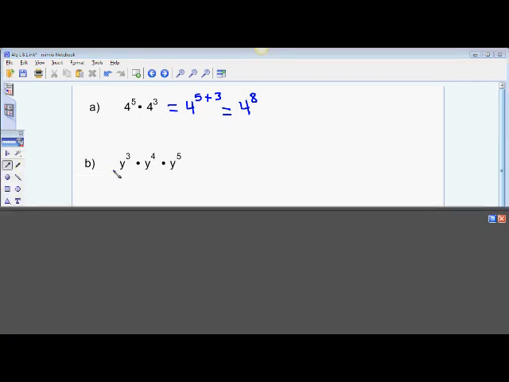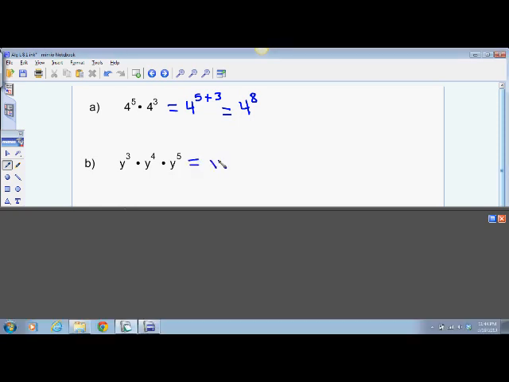If you look at this next example here, notice again we have the same base. They're all y's. They're being multiplied. So even when you have three terms, you can just add their exponents. If I have y^3 times y^4 times y^5, 3 plus 4 plus 5 is 12. So this simplifies to y to the 12th. And if you were to write that out, y^3, y^4, and y^5, you would have 12 y's.